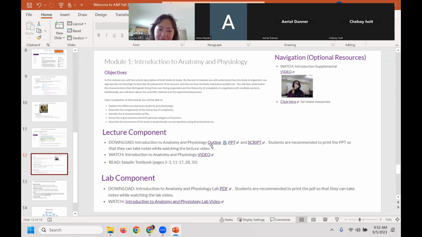For lab, there's a lab PDF. Make sure you are either downloading them or printing them out. They're very useful. Make sure you go through them. Otherwise, you're going to be very unprepared for the quizzes and exams in lab. And then the video goes over the things that you need to know in the lab PDF. Then optional, but highly recommended again, is the navigation.